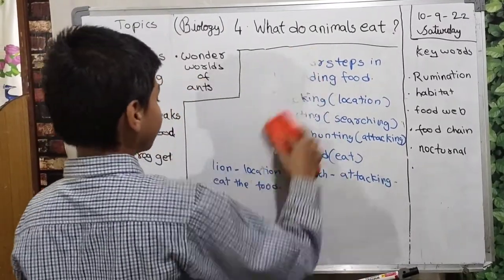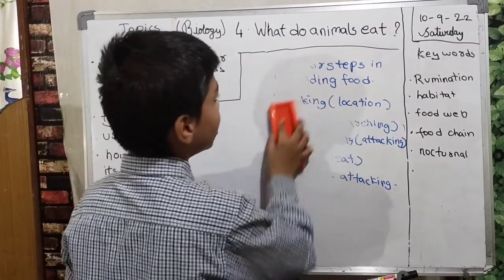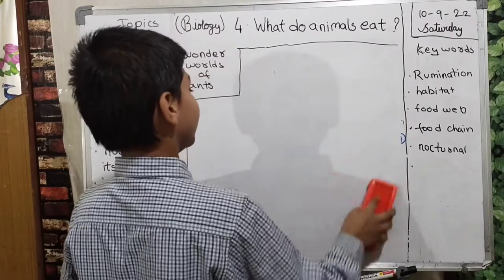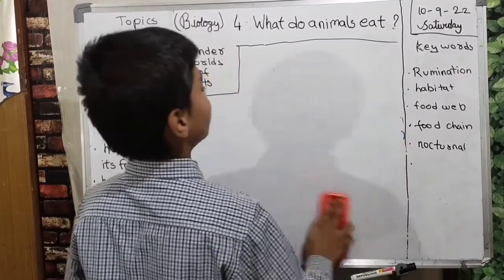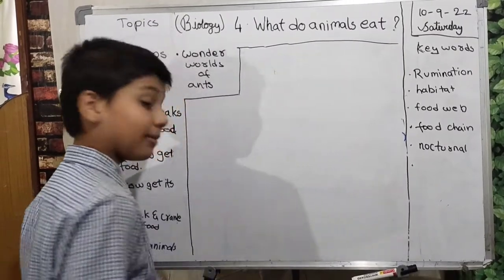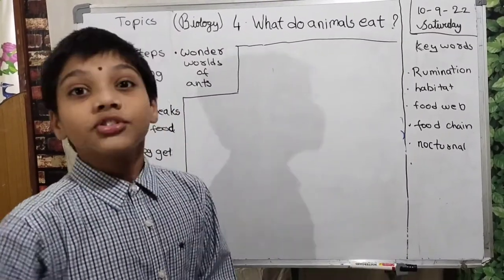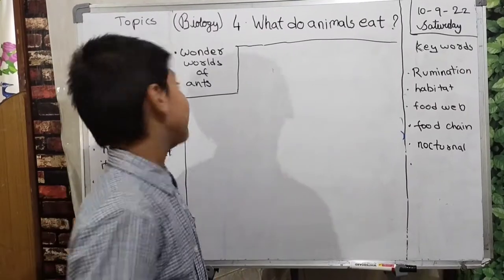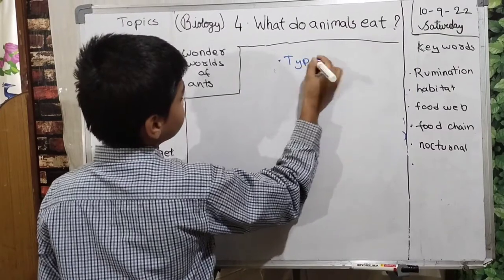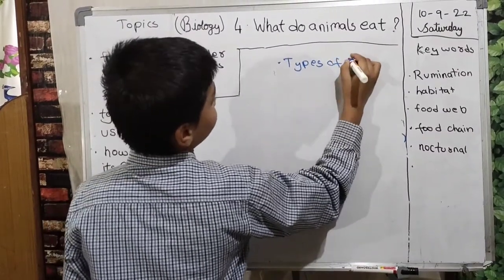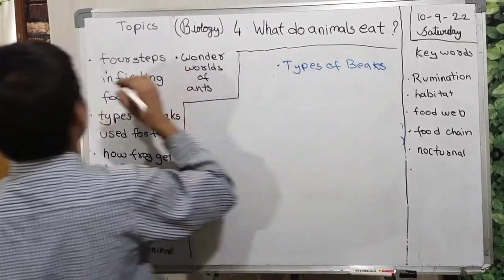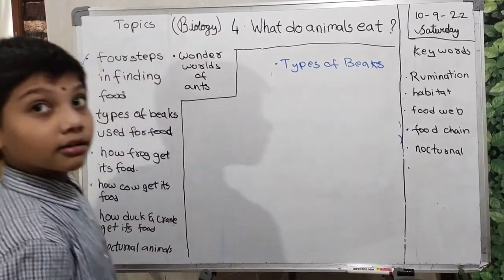So we'll next go to our second topic. Our second topic is the types of beaks. We know that there are many types of beaks. The next topic is types of beaks. Our first topic is completed. Now, the second topic.